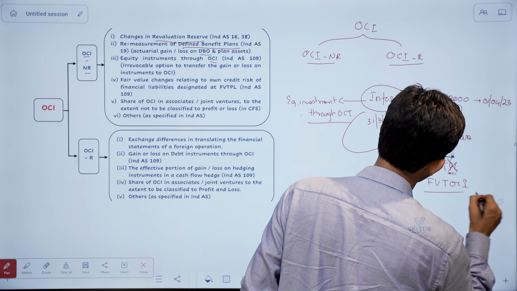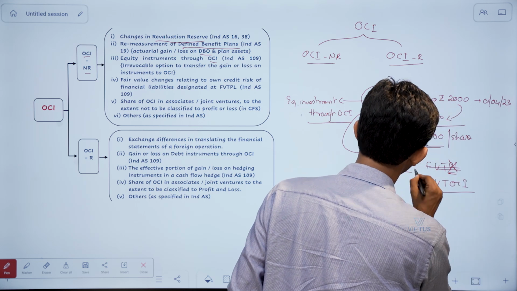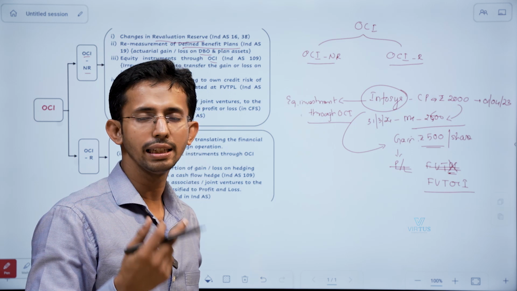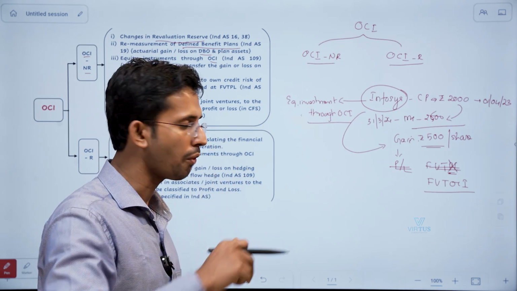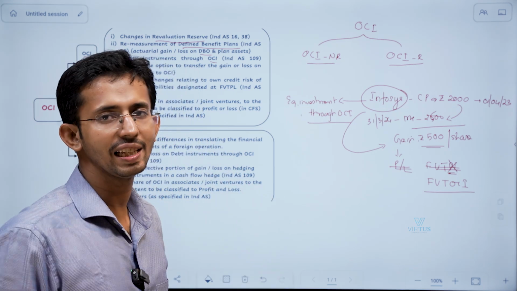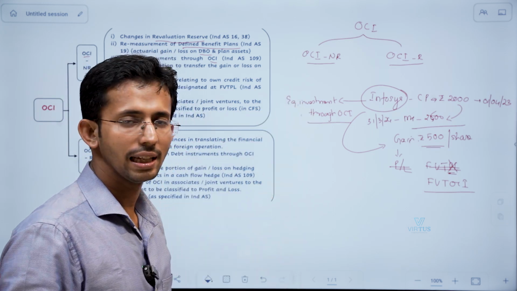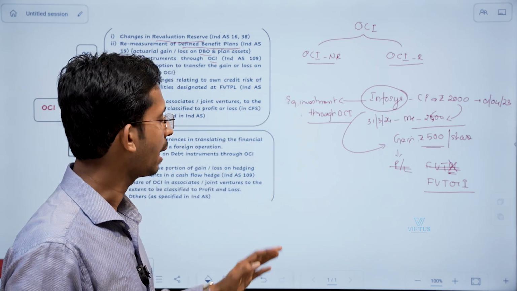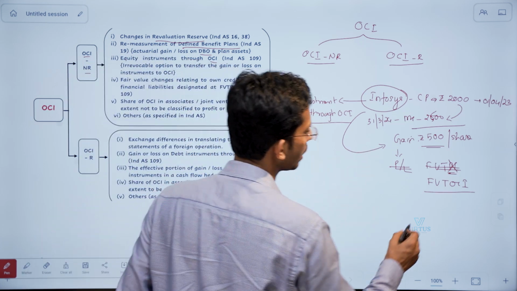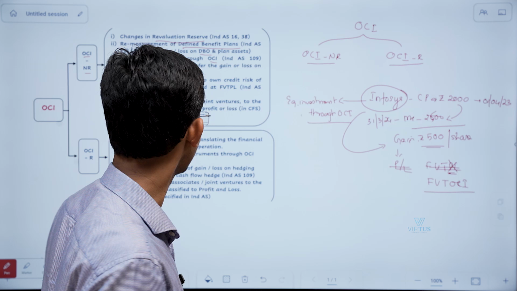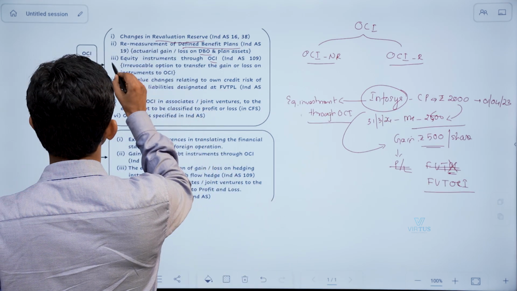So this will come as FVOCI. Generally, any unrealized gain in an equity investment will be taken to profit or loss. But if you specifically designate it as an equity instrument through OCI, then any gain or loss cannot be taken to profit or loss; rather, it has to be taken to FVOCI, or fair value through other comprehensive income. So that is the third item.